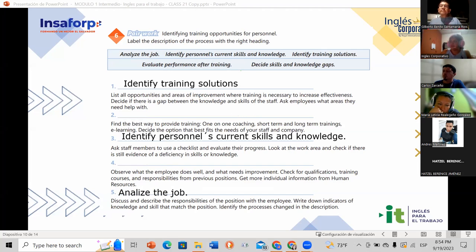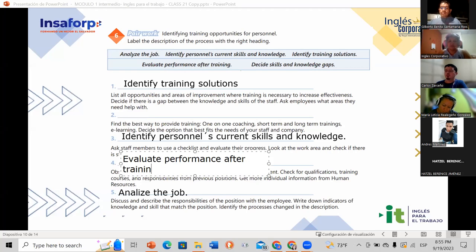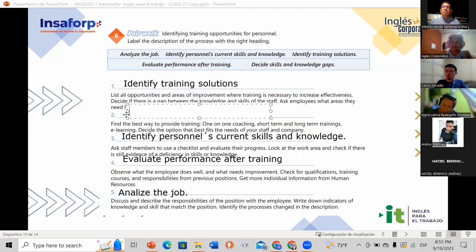Okay. Observe what the employee does well and what needs improvement. Check the qualification, training, courses. Okay, this will be evaluate performance after training. Correct. This one will be evaluate performance after training. Okay. And the one that we have here, yes, is the same that we said. Decide skill and knowledge gaps. Okay, very good.